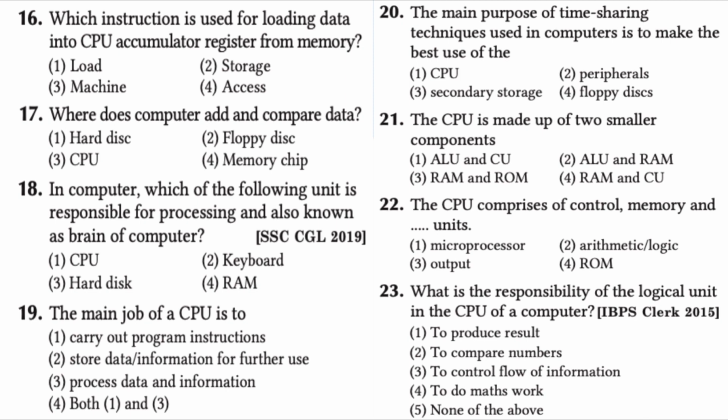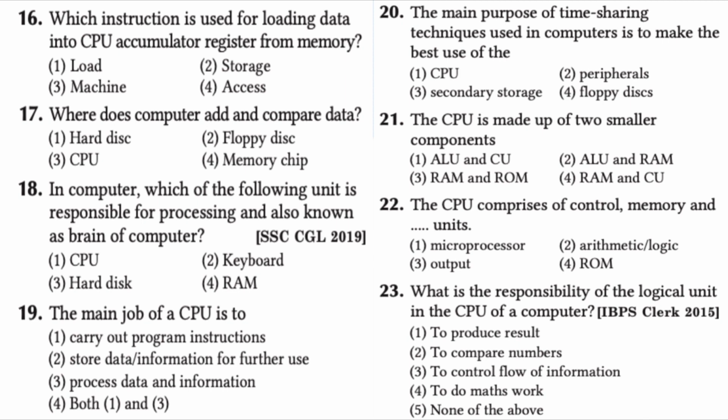Moving on to question 21. The CPU is made up of two smaller components. Here the correct answer is 1. ALU and CU. The arithmetic logic unit, ALU, and control unit, CU, are two essential components of the CPU, each playing a specific role in processing instructions.